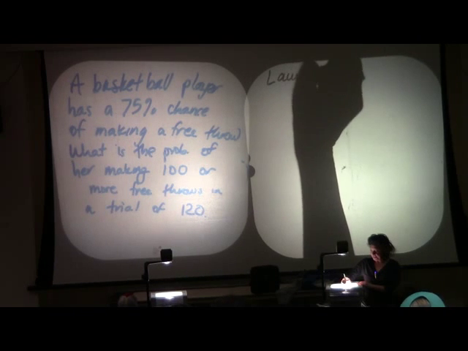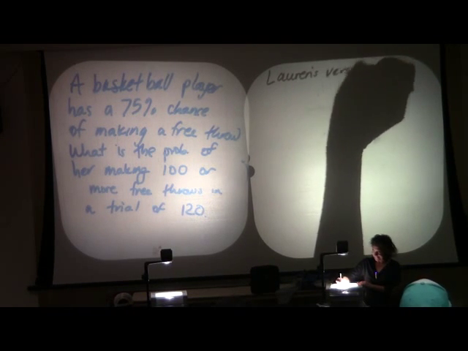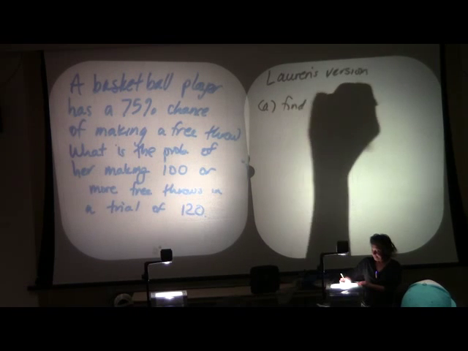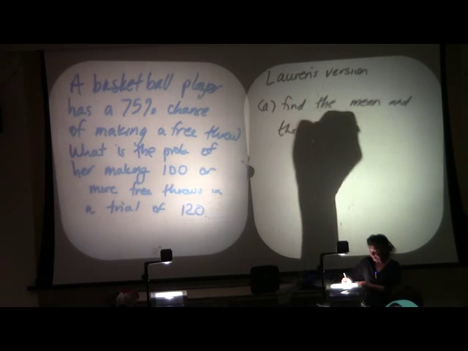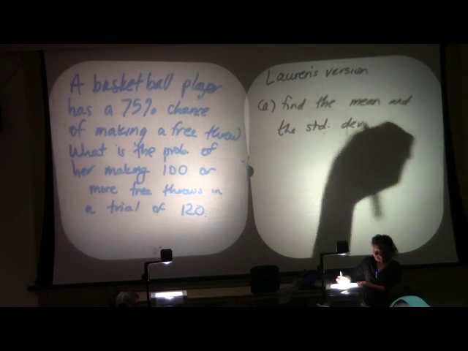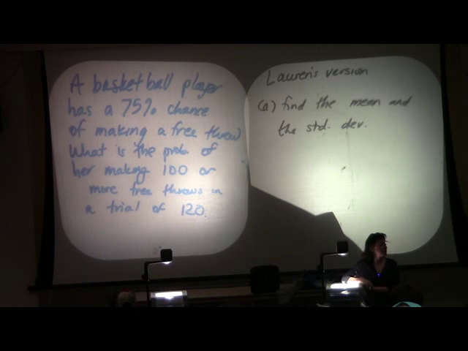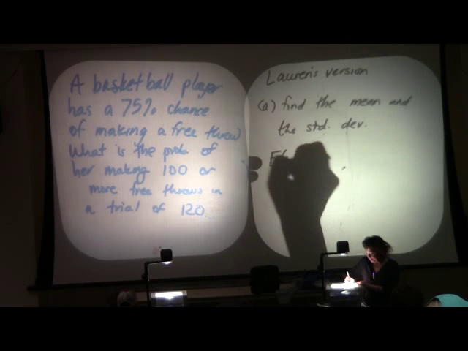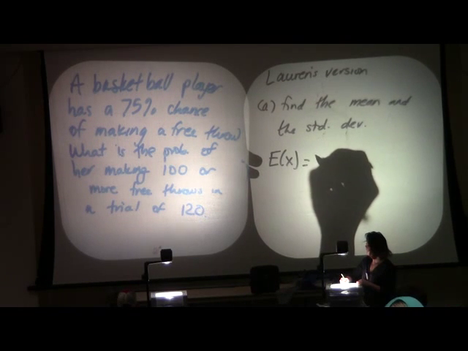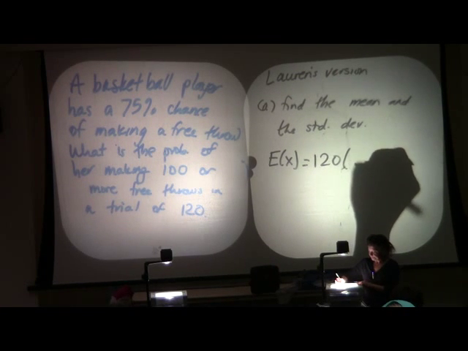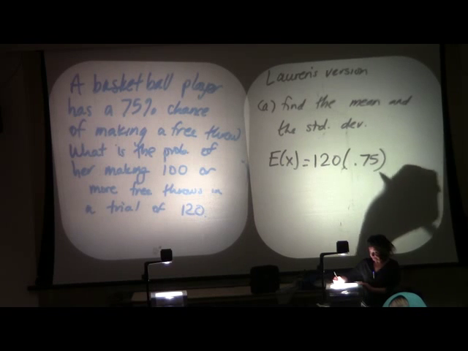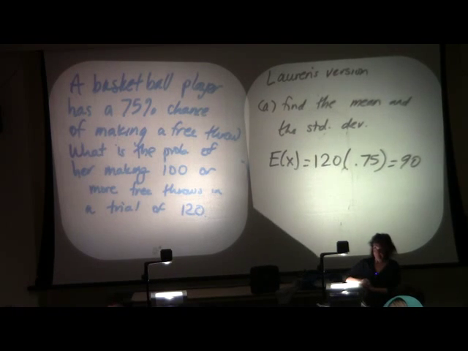I'll now write out Warren's version. Find the mean and the standard deviation of her number of free throws. Can we do this? Absolutely. To find our mean, it's n. What is n? 120 times p, which is 0.75. Don't you get 90? You guys with me there?